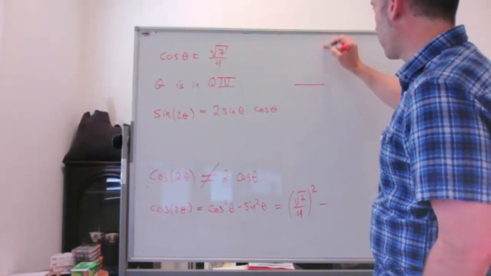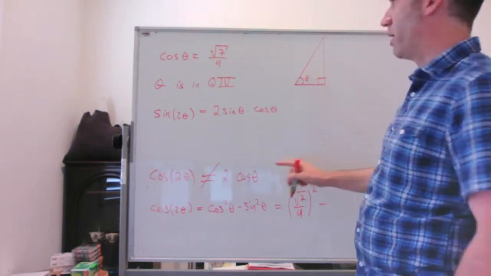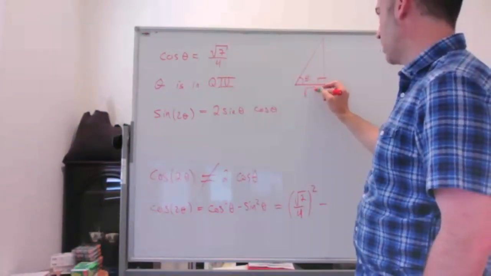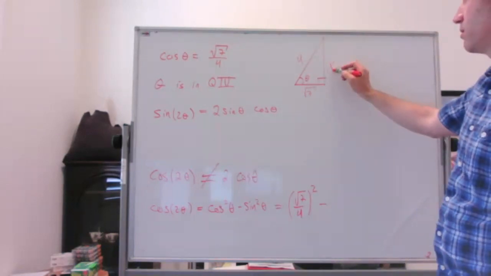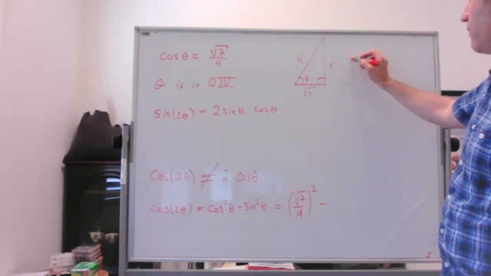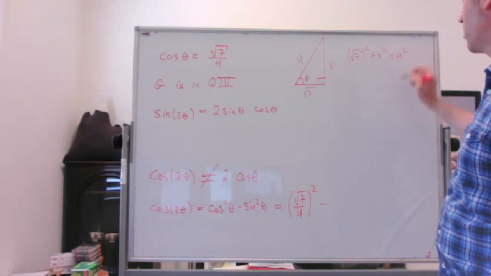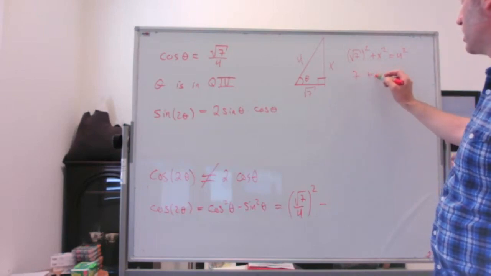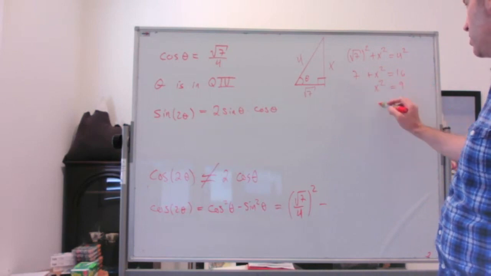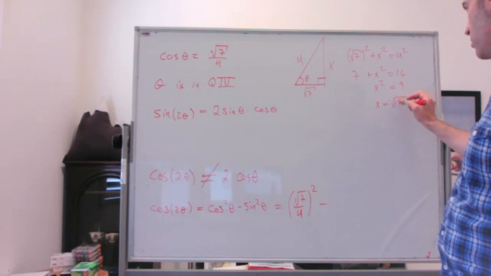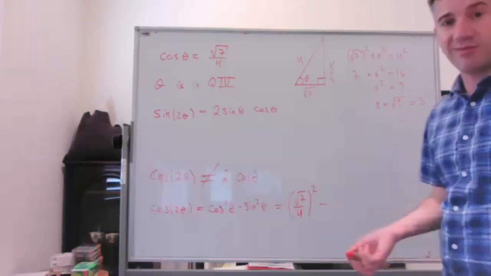And to find sine, we're of course going to draw a triangle, where the adjacent side is the square root of 7 and the hypotenuse is 4. And we're going to find the unknown side. So we have the square root of 7 squared plus x squared equals 4 squared, and then 7 plus x squared equals 16. x squared equals 16 minus 7, which is 9. So x is going to be the square root of 9, which is 3. Great. Now we can find everything we need.